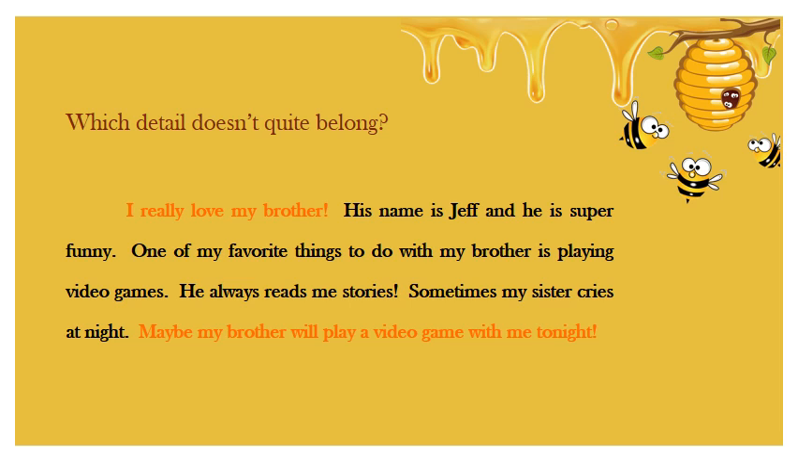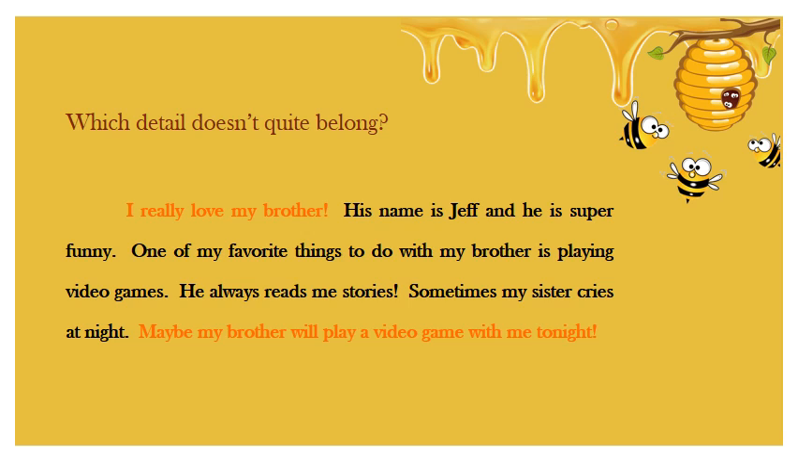I really love my brother. So this is the topic sentence. The topic sentence shows that I will talk about my brother. His name is Jeff and he is super funny. One of my favorite things to do with my brother is playing video games. Till now, I'm still talking about my brother. That's right. I talked about his name. I talked about his personality. I said that he's super funny. And I talked about the favorite things we do together. He always reads me stories. This is also about my brother.